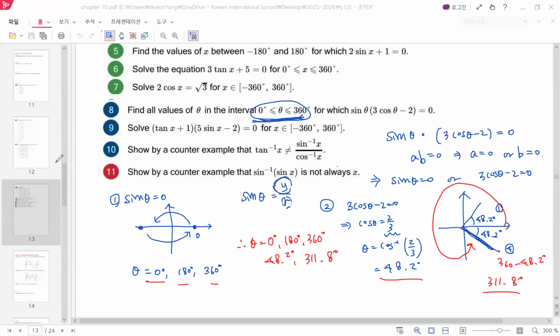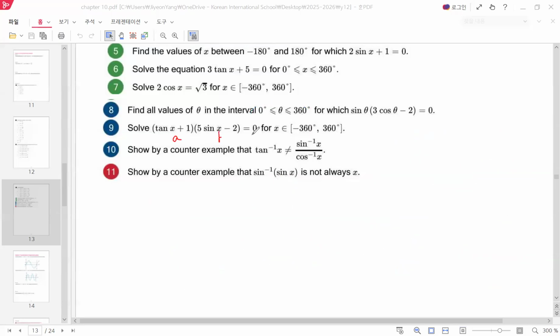Question number 9, very similar to question number 8. A times B equals 0, okay? It means that either A equals 0 or B equals 0. So firstly, tangent x plus 1 equals 0. And secondly, 5 sine x minus 2 equals 0. From the first one, you can get tangent theta equals minus 1, which is theta equals tangent inverse negative 1. Then you can find minus 45 degrees.